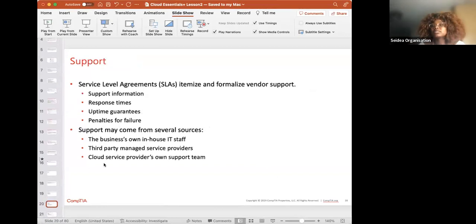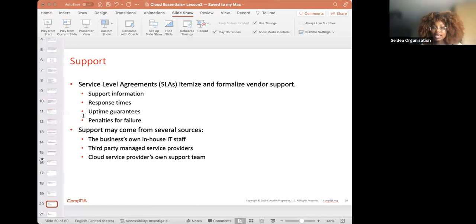Now, another aspect is support. And that is understanding what level of support your organization would need. So when we're thinking about support, we normally come with a concept of SLAs, which is your service level agreements. This allows you to itemize and also formalize your vendor support. So an easy way to think of your service level agreements is contracts detailing the expected level of service, including your uptime, your response time, and penalties for not meeting these standards.